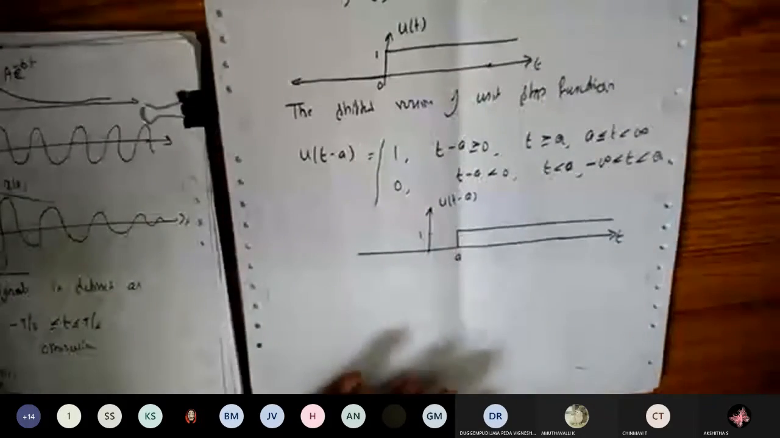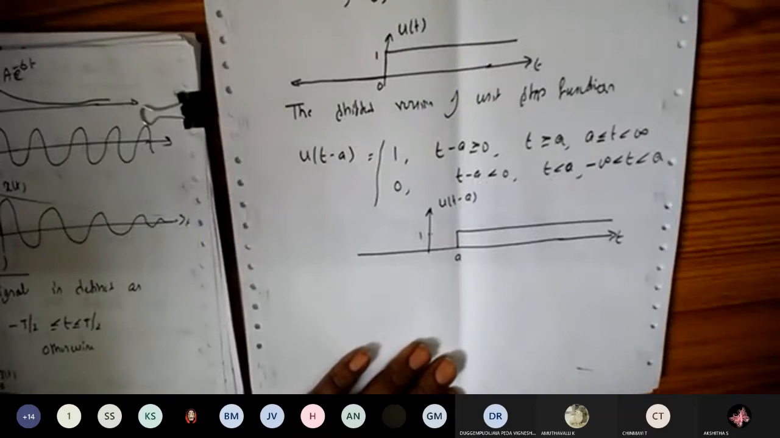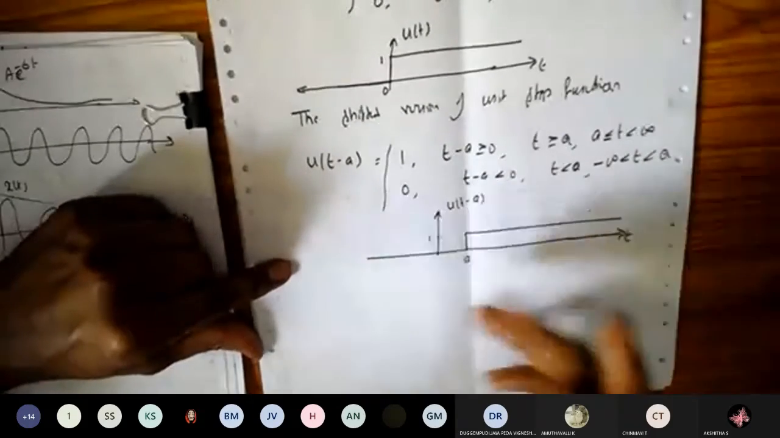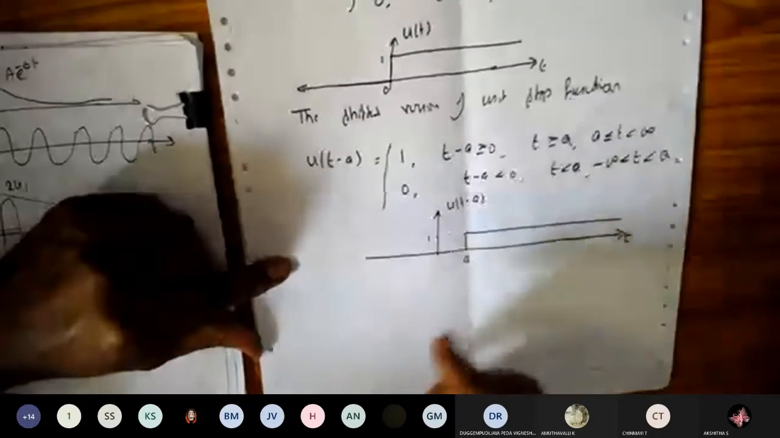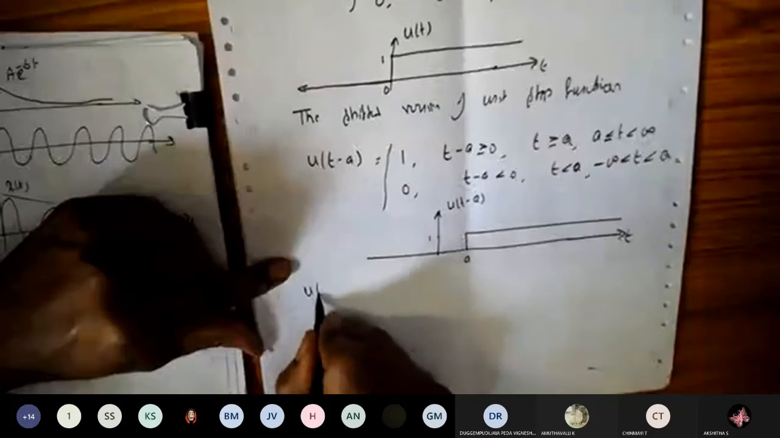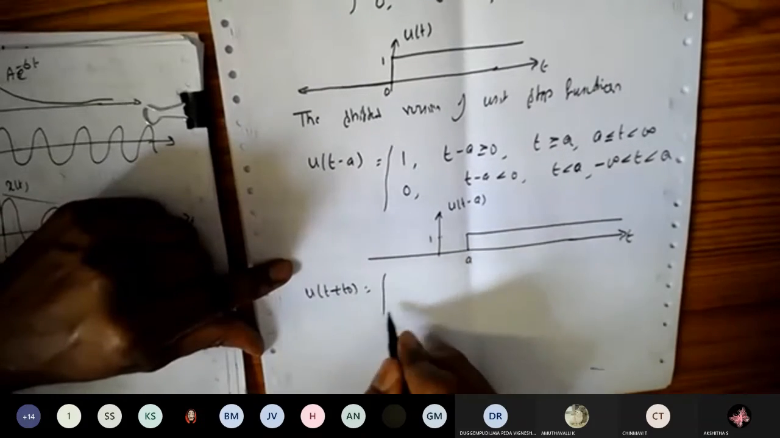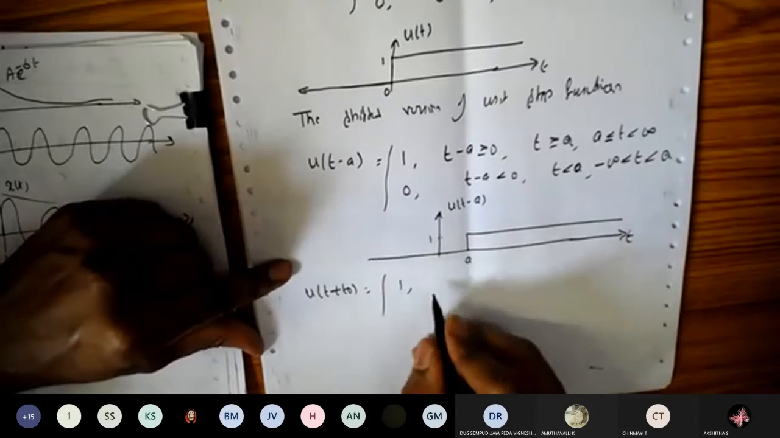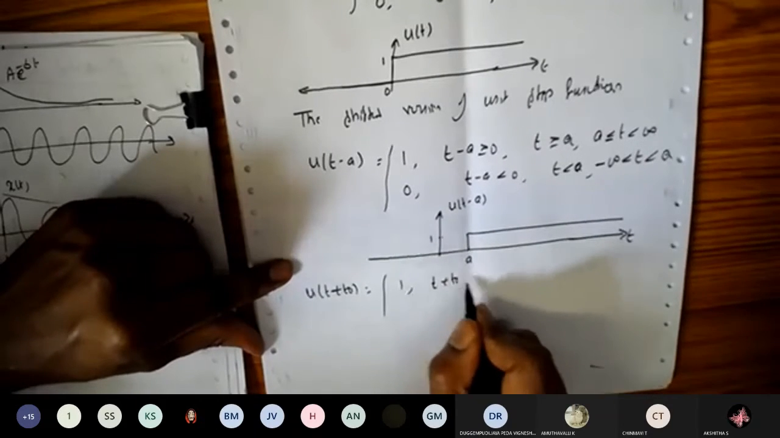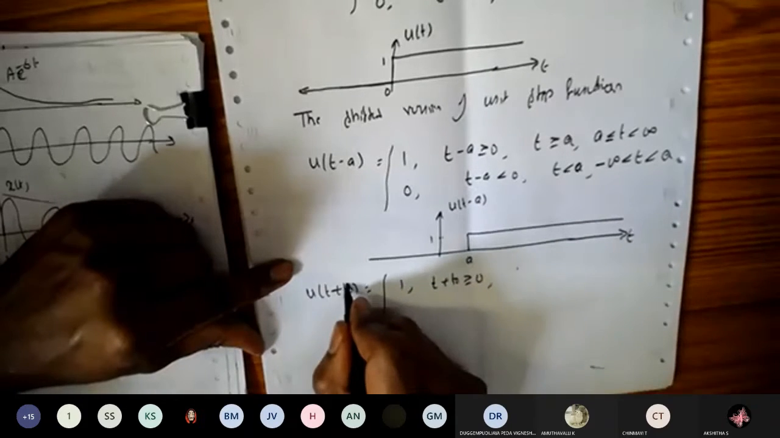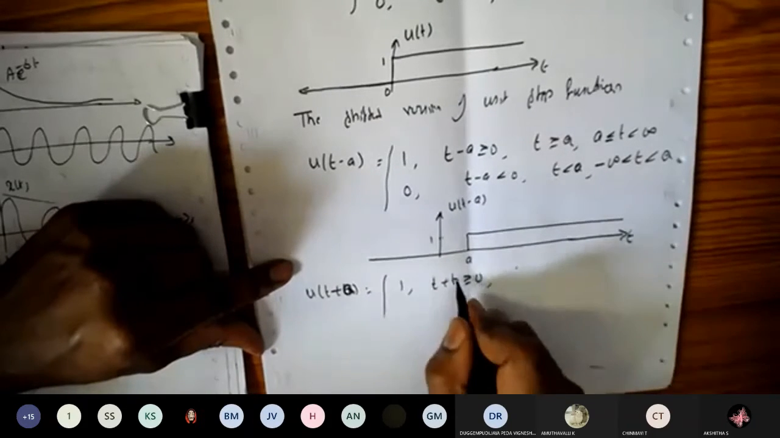So take this waveform. Similarly, we can shift the waveform towards the left side. So you have taken it now. So similarly, we can shift towards the left side. So u of t plus t naught is nothing but, it is equal to 1 for t plus t naught is greater than or equal to 0. Sorry, you can take it as a here instead of t naught. You can take it as a.